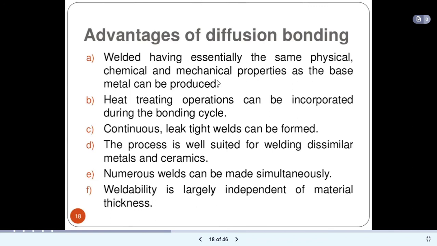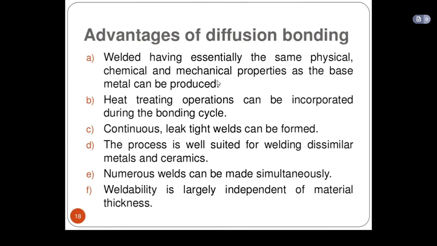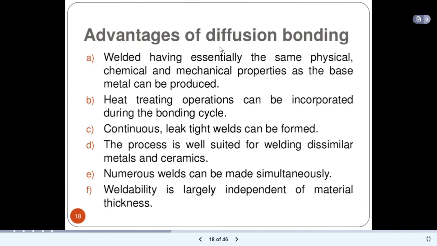Means the physical, mechanical and chemical properties of the base material have not changed in the case of diffusion bonding, because the temperature that we are providing is not very high, and in some cases we are not using filler material also. That's why the chemical, physical and mechanical properties of the base material have not changed in the case of diffusion bonding. Heat treating operation can be incorporated during the bonding cycle.